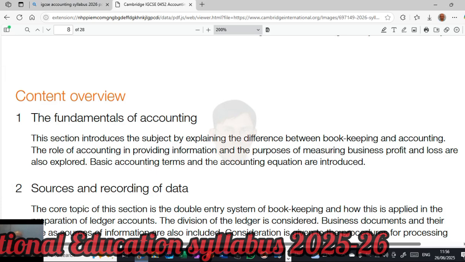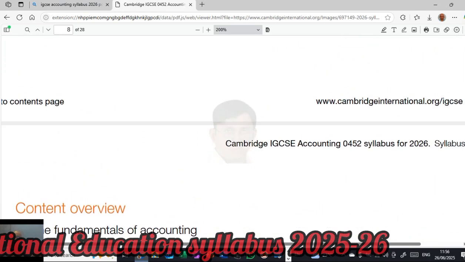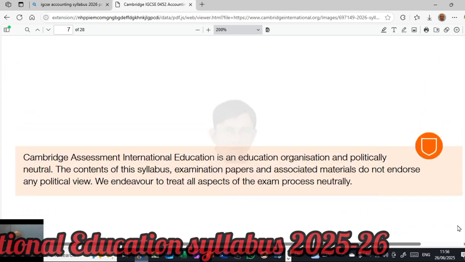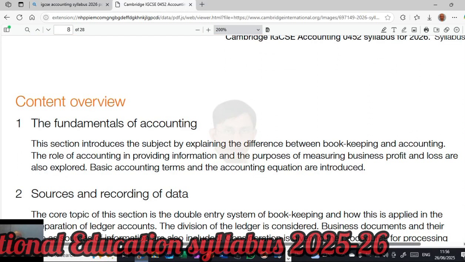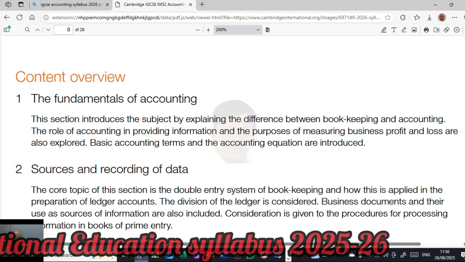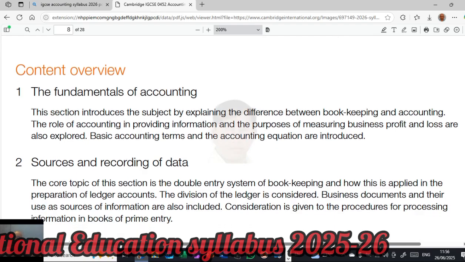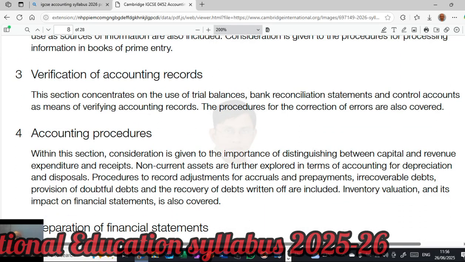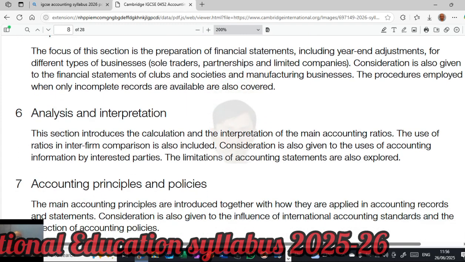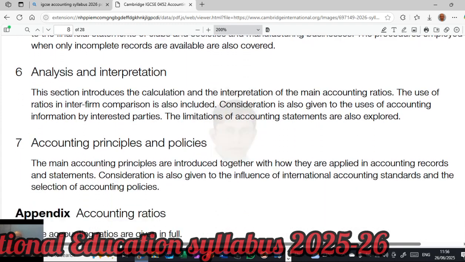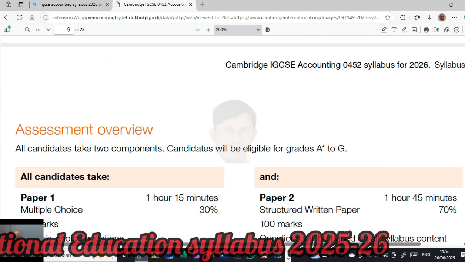So what will we be learning overall? Content overview. In IGCSE accounting: the fundamentals of accounting, the difference between accounting and bookkeeping, sources of recording of data, the various documents that you maintain in business, verification of accounting records, accounting procedures, preparation of financial statements, analysis, and accounting principles and policies. All these things you'll be learning. Let us see in detail.